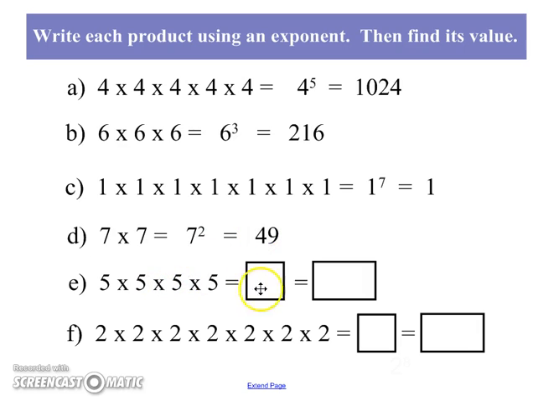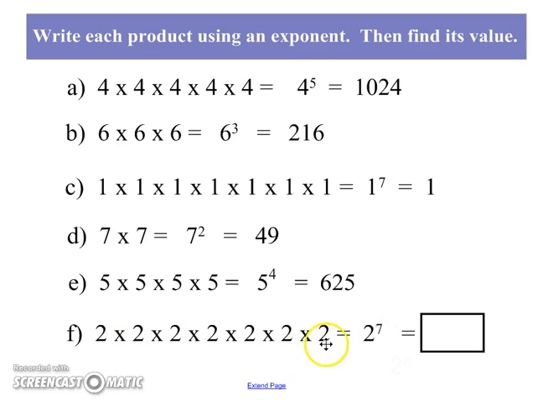7 squared is 49. 5 to the 4th power, well, if this was 5 times 4, that would be 20. But 5 to the 4th, when I multiply all those 5's together, is 625. And then you'll notice here I have 7 2's multiplied together. 2 to the 7th is 128, not 14.